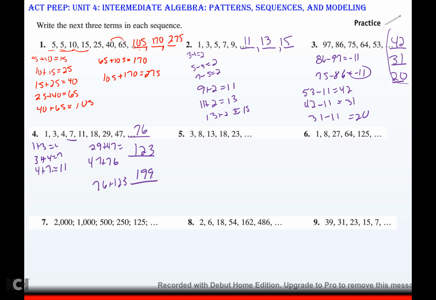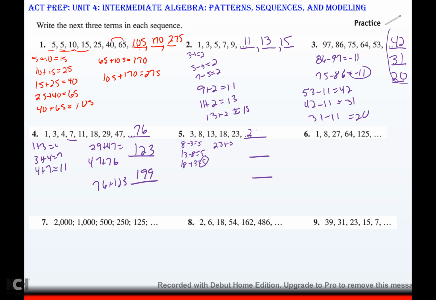Okay. All right, number 5, I'm going to try arithmetic. 8 minus 3 is 5. 13 minus 8 is 5. 18 minus 13 is 5. So my common difference is 5. So to get my next 3 terms, I'm going to add 5.